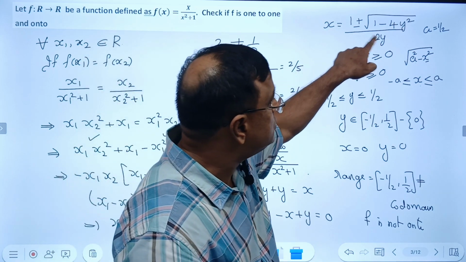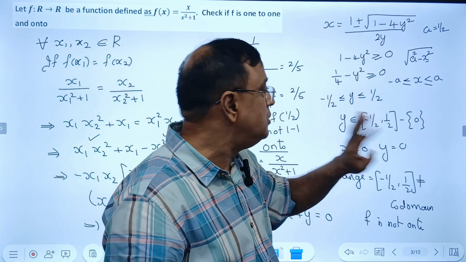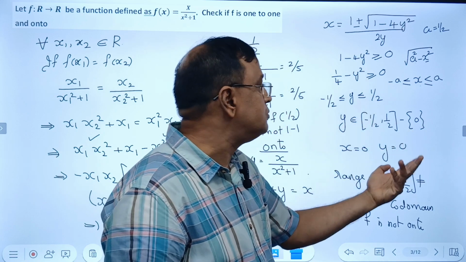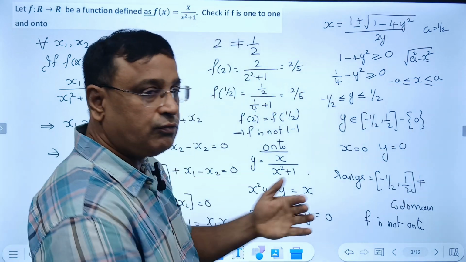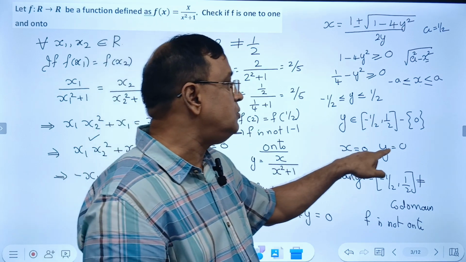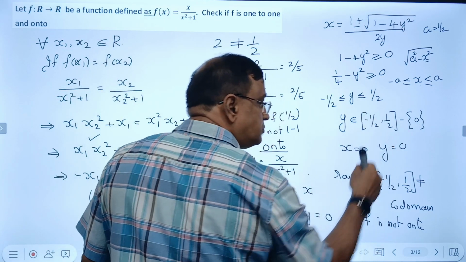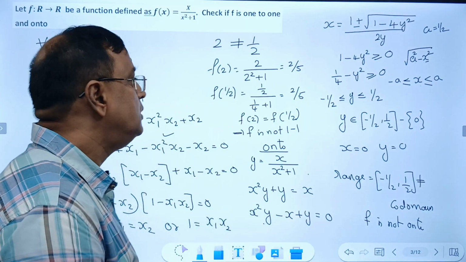I have to exclude 0 because otherwise this will not be well defined, right? So I exclude 0, but you cannot exclude 0 because when x is 0, y is 0, so you have to redefine the function suitably, okay? So x is 0, y is 0. That shows that you have to include 0. So the range is minus half to plus half.